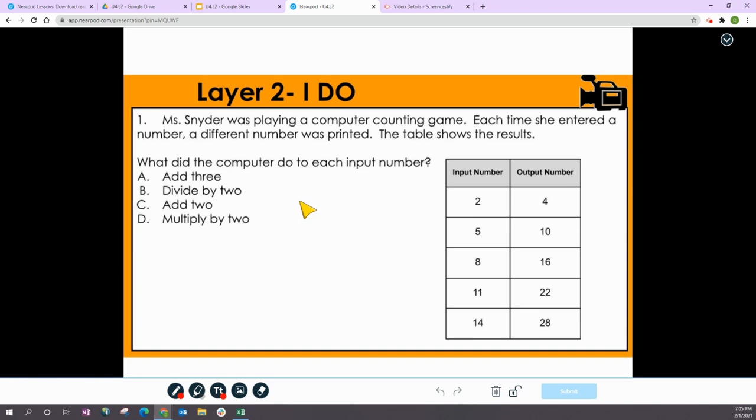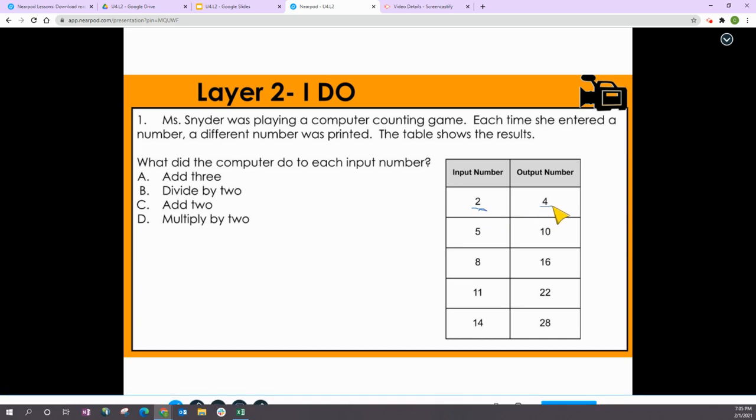The question says, Ms. Snyder was playing a computer counting game. Each time she entered a number, a different number was printed. The table shows the results. This table is showing that every time I, Ms. Snyder, the subject of the word problem, put in a number, I got a different output.